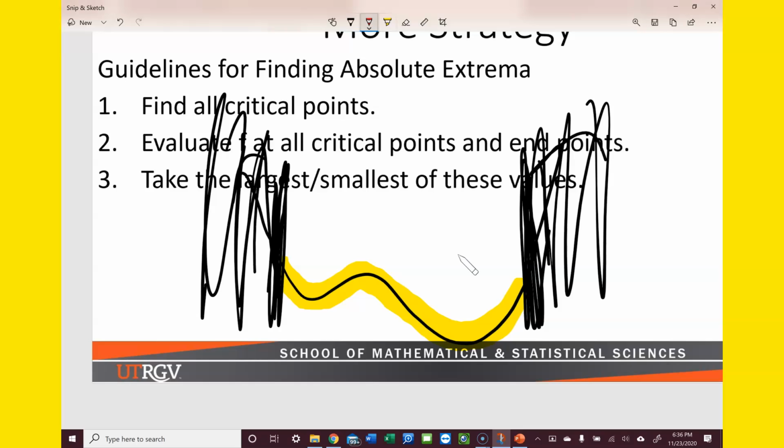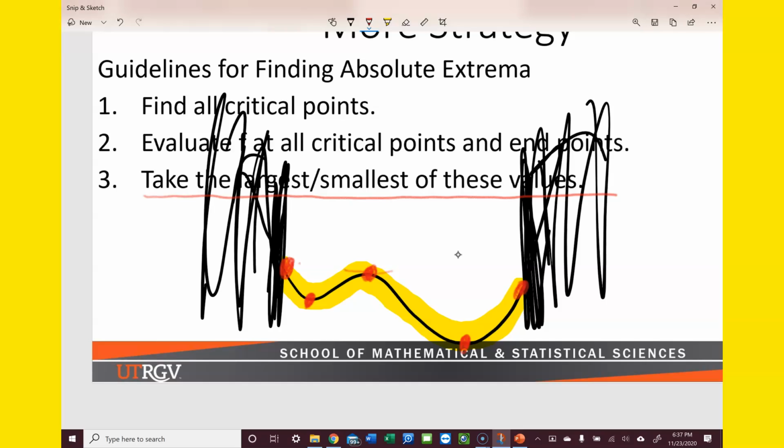So we're going to find the critical points. The critical points are going to be all those points where the derivative equals 0, where the slope of the tangent line is 0, and that's going to happen at a local minimum or a local maximum. But also we're going to look at the endpoints, because the endpoints themselves could be the absolute min or max within that interval, because they could be higher than the local minima or maxima. And then the other instruction says take the largest or smallest of these values.